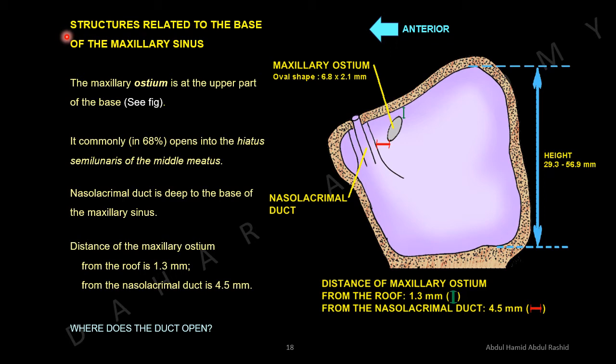Structures related to the base of the maxillary sinus. The maxillary ostium is at the upper part of the base. You can see here. It commonly, in about 68%, opens into the hiatus semilunaris of the middle meatus. The nasolacrimal duct, this is the one, is deep to the base of the maxillary sinus. The distance of the maxillary ostium from the roof is about 1.3 mm. From the nasolacrimal duct it is about 4.5 mm.